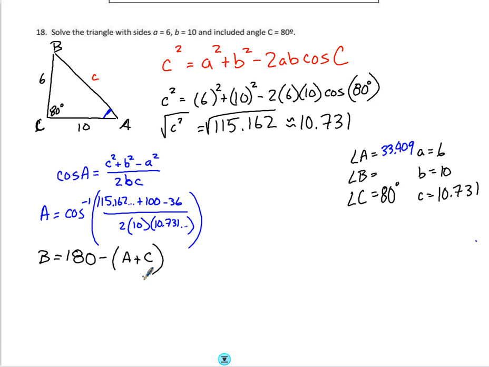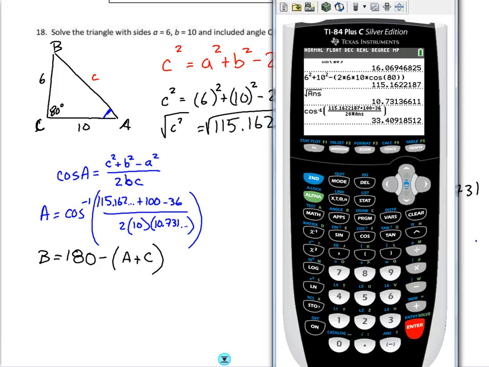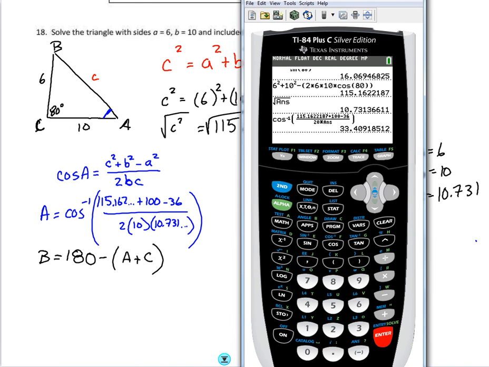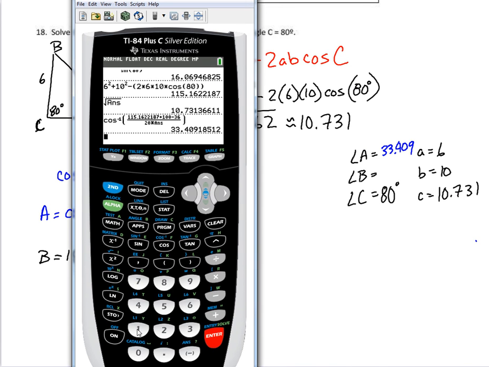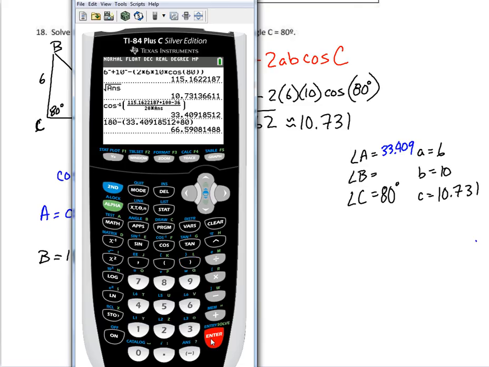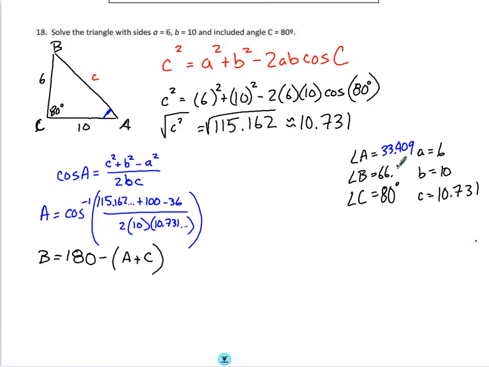So, angle A is in my calculator. It's pretty fresh. It's 33.409. So I'm going to do 180 minus angle A, which I have right here, plus angle C, which I know is 80 degrees. Close parentheses, so I take their sum and subtract it from 180, and I get 66.591. You solve the triangle using law of cosines.